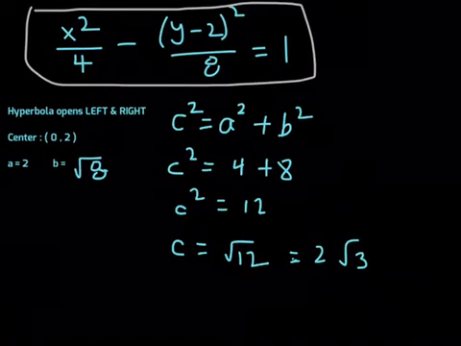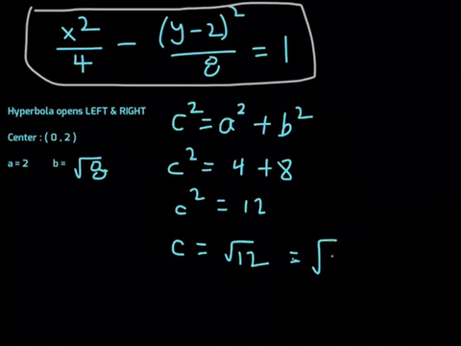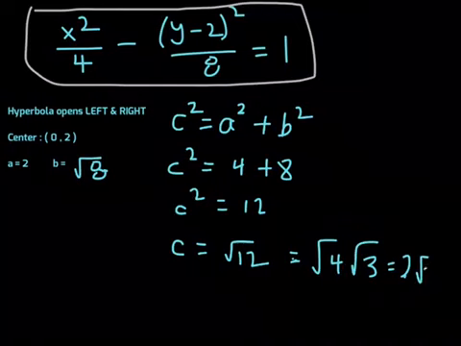Maybe I should show you how I simplified that. So the square root of 12 can be rewritten as the square root of 4 times the square root of 3. And the square root of 4 is just 2. And then the square root of 3 is irrational, okay? All right, so that's what c is. Or you can just say c is the square root of 12.